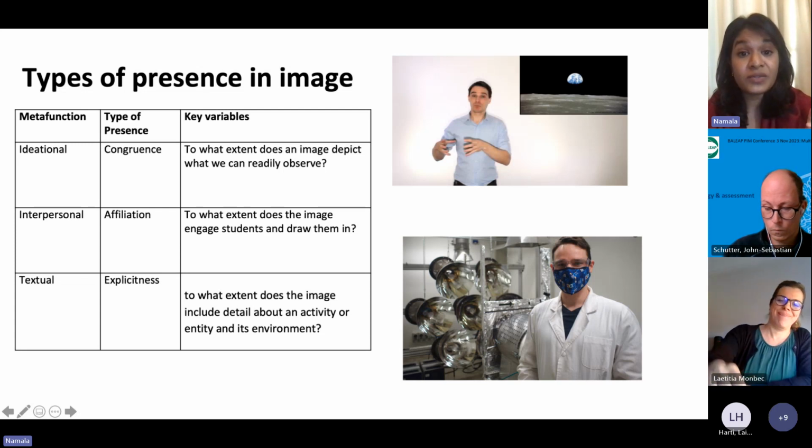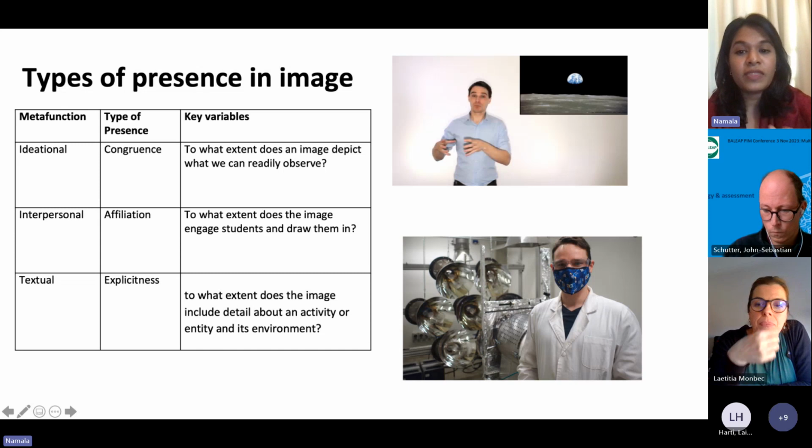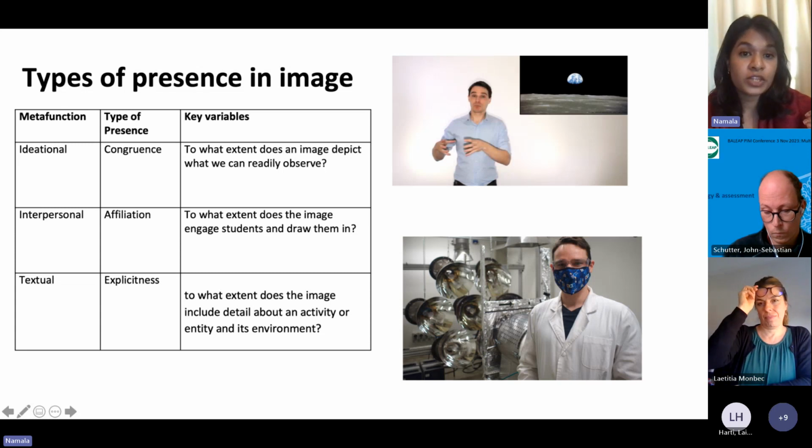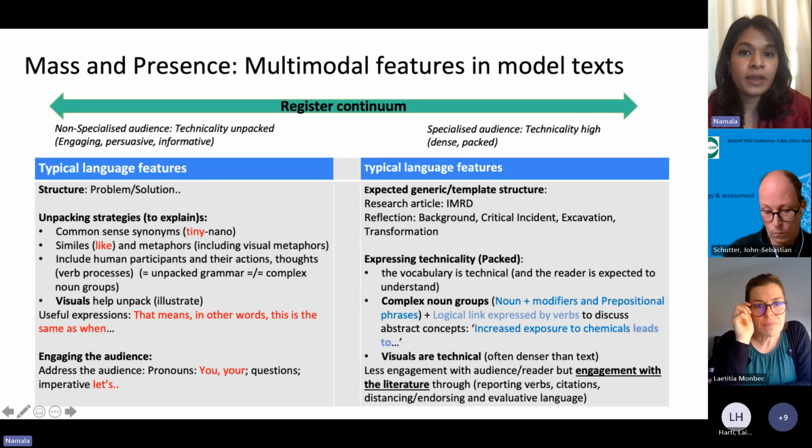If we look at it just in relation to image, we can think about how the image depicts what we can observe, things that we can see and understand, as opposed to the second image, which is very technical. Very briefly, we can ask questions like, how does he try to engage us? The first image is engaging. The second one, maybe not so much to people who are outside the discipline.